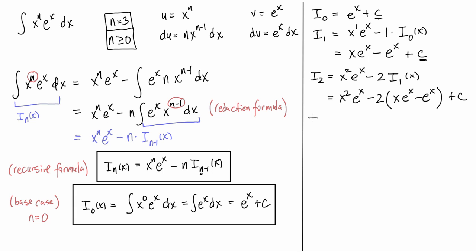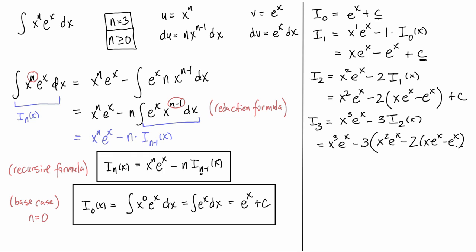Okay, one more. I3, this is what we were interested in. I3 is x cubed e to the x minus 3 I2. So this would be x cubed e to the x minus 3, and I2 is the previous line. Got to keep all our parentheses straight here. There's going to be a lot of them. Plus a constant. And in this way, you could keep going up to any particular value of n that you're interested in and find the formula using this recursion.